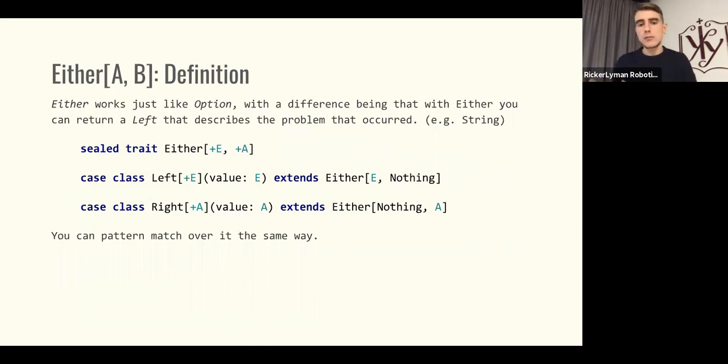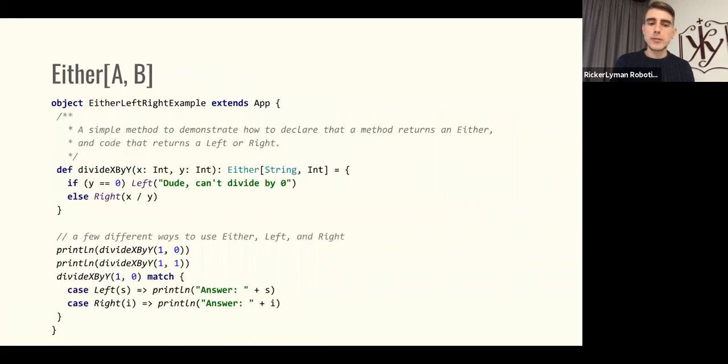This is a good approach to use for error handling when you have the error on the left and the actual value on the right. For instance, your API message returns either, and you use the left part of either to describe errors and the right to describe the successful operation result. And you can pattern match over it as well.